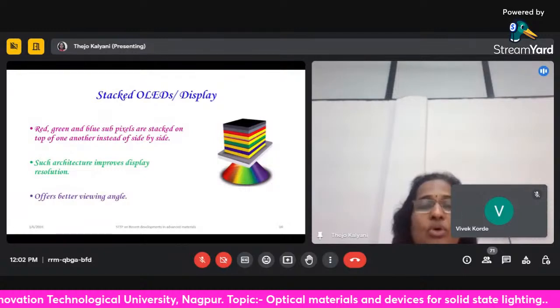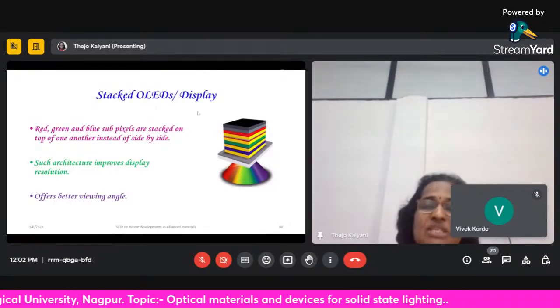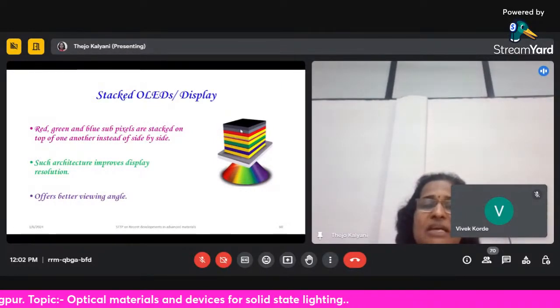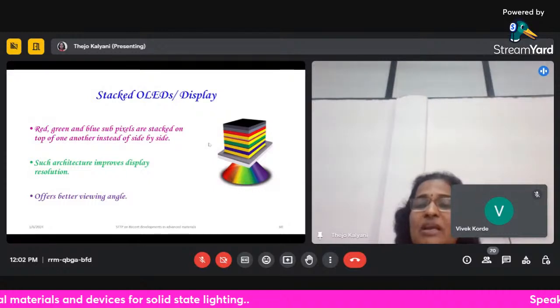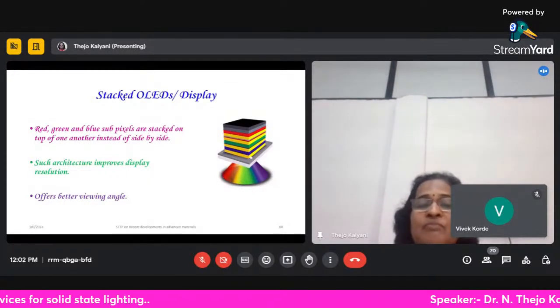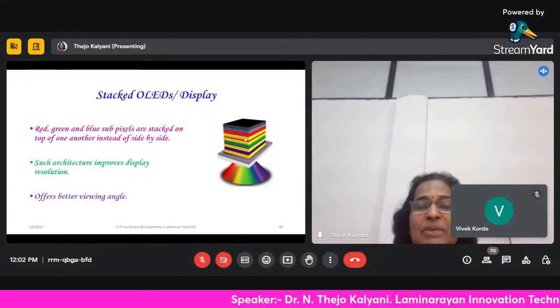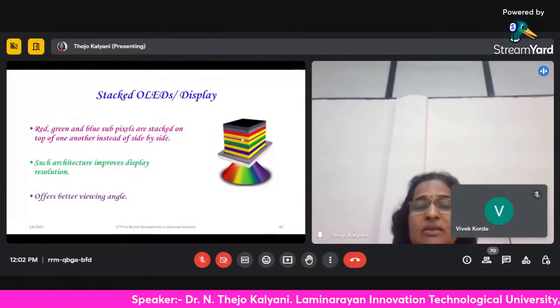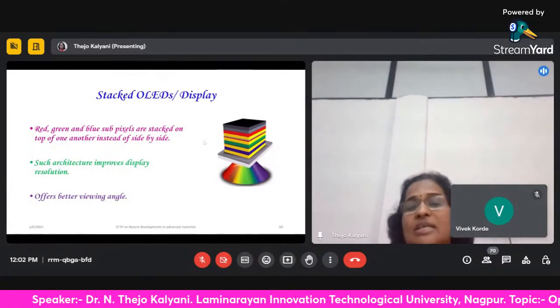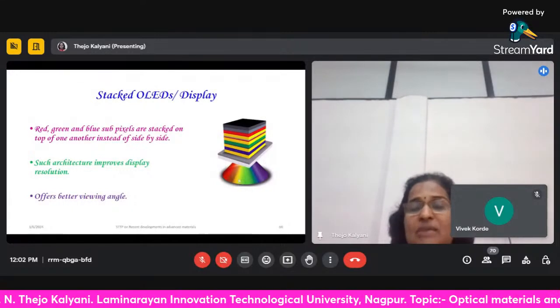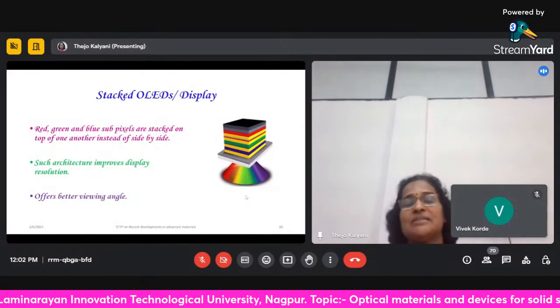There is one more type of OLED which is known as stacked, which means that the pixels, instead of being arranged horizontally and vertically, are on top of one another. RGB subpixels are placed on one another, and this is going to improve the resolution of the display.